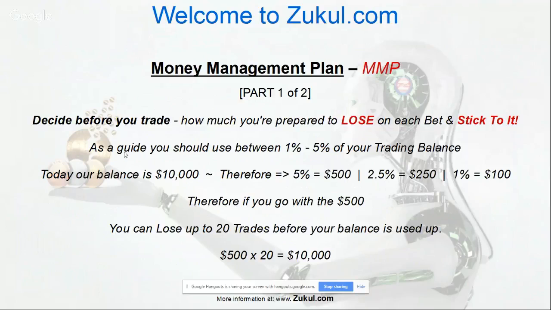Now, as a trading plan, we have a trading balance of about $13,000, as you'll see when we go into live trading mode. We should be trading, as a guide, between 1 and 5%. If we had a trading balance of $10,000 and went with 5%, we would be trading with $500 each time. If we went with 1%, it would be $100 each time.